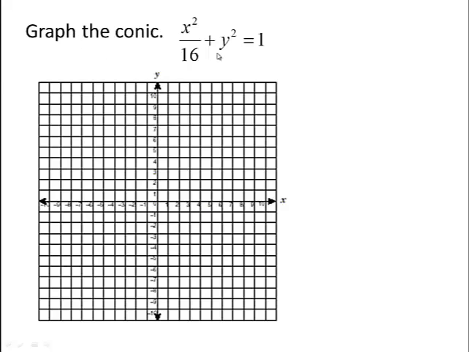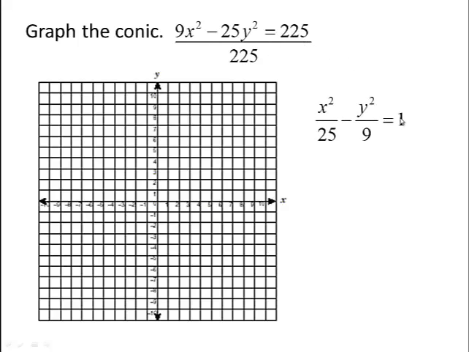Graph the conic. Well, I know that A is 4 and B is 1. So A is the distance from the center, which is at 0, 0, and go out 4 in each direction, and go up 1 in each direction in the y direction, and 4 in the x direction, and that's my ellipse.